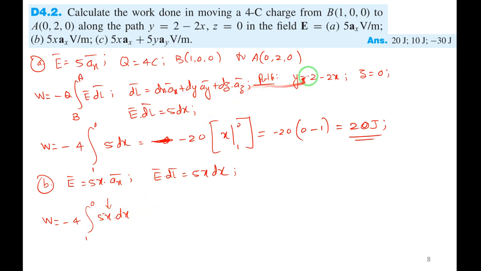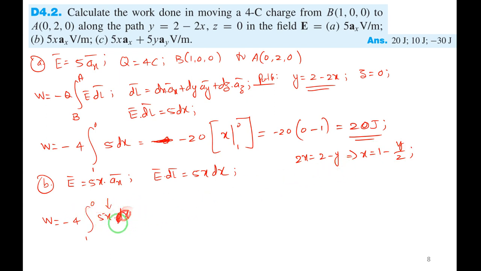But let me try to make use of this path given, right? So I will convert it in terms of y and I will do it. Here y is equal to 2 minus 2x. Let me check it. So I will try to make use of this path. 2x is equal to 2 minus y, which implies x is equal to 1 minus y by 2, dividing by 2. So I'll substitute for x as 1 minus y by 2.